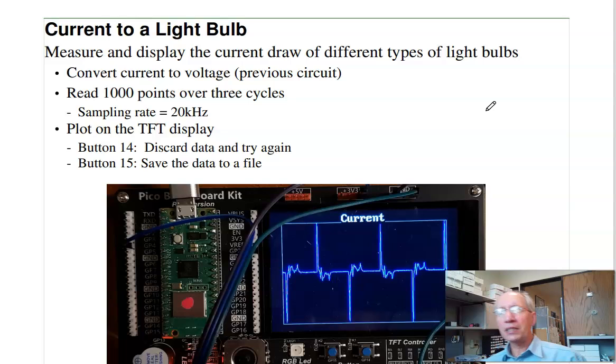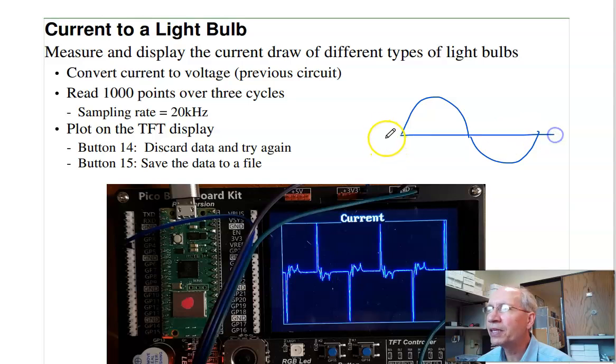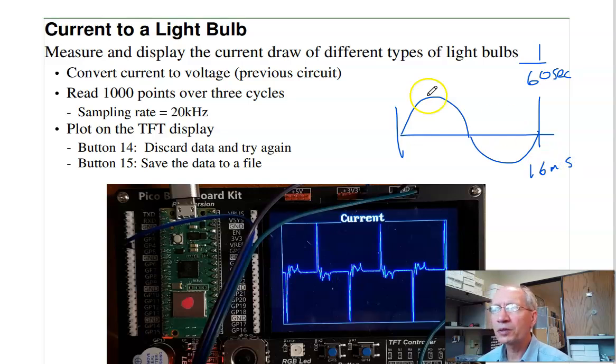Okay, so given that, let's have some fun. Let's measure the current to a light bulb. Now, a light bulb is at 60 Hertz, so ideally, if I have a 60 Hertz sine wave, this distance right here should be 1/60th of a second, or 16 milliseconds. To get some decent data, suppose I want to read 1,000 points over 3 cycles. In that case, my sampling rate should be 20 kilohertz.